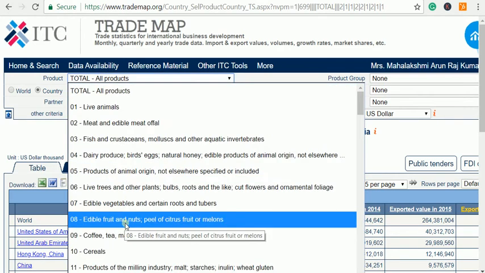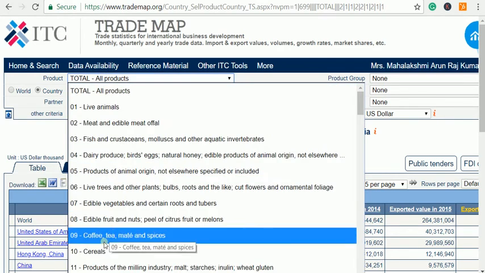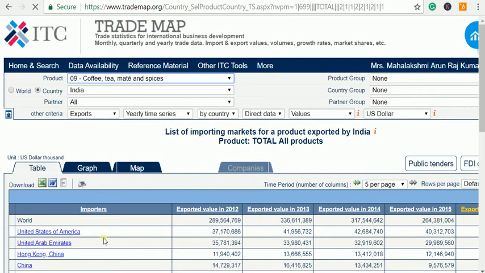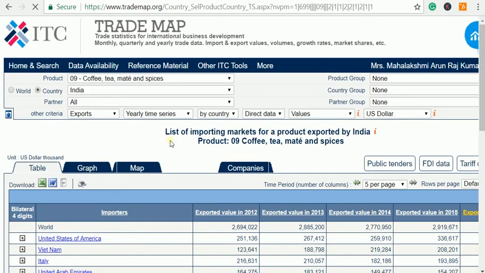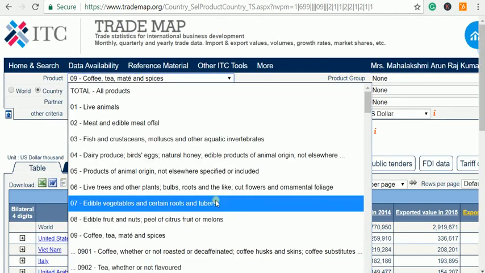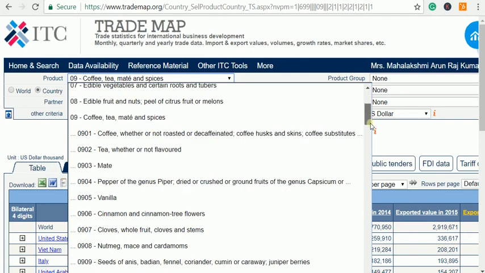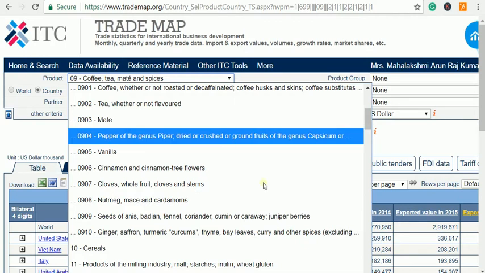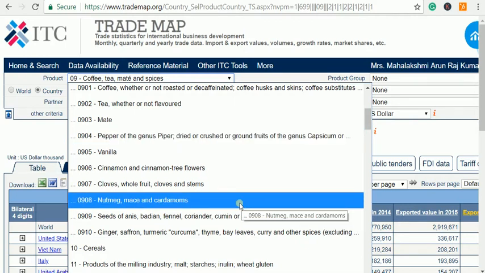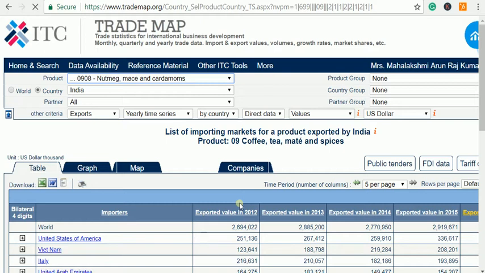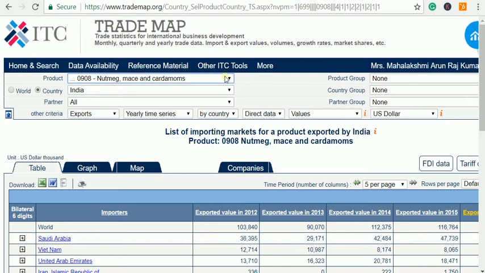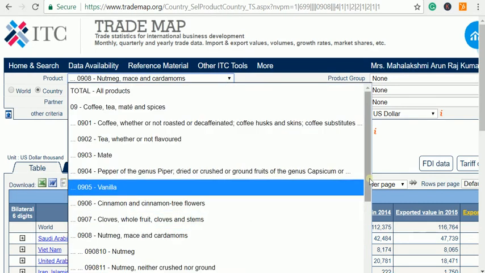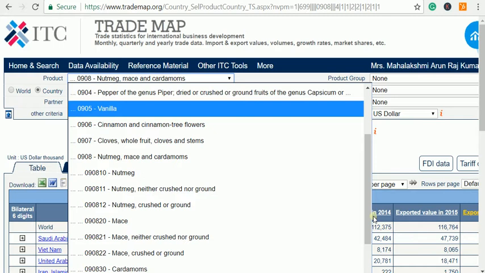And you can choose any other product. Say for example, we want to go for coffee, tea, meat and spices value. And in that, let's see how cardamom exports from India. In that, let's choose the 6-digit HS code for cardamoms.